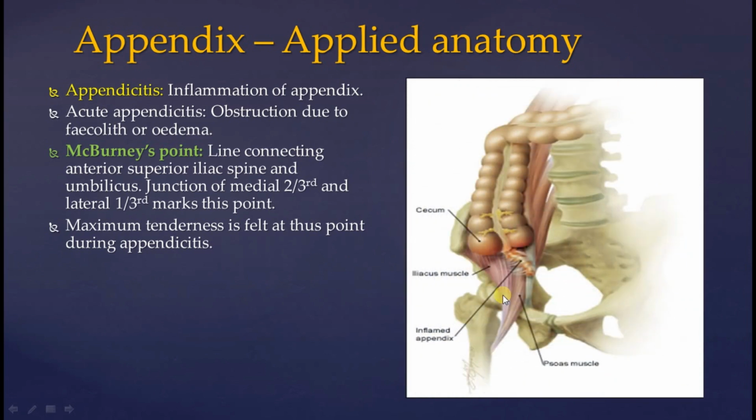Now, certain tests can show whether the appendix is involved or not. In the psoas test, you ask the patient to lie on one side and then extend the hip. If you extend the right hip, the inflamed appendix will irritate the psoas muscle. The person feels pain while extending the right hip or right thigh. This is called the psoas test.